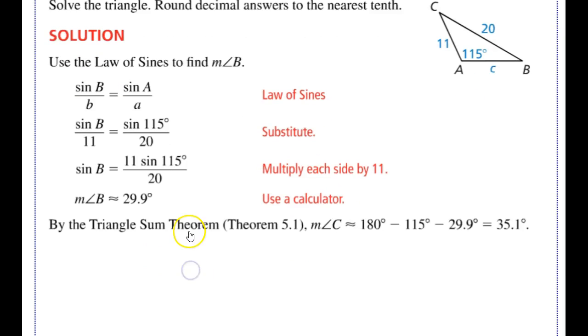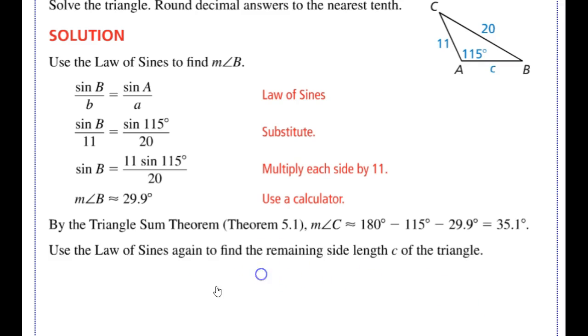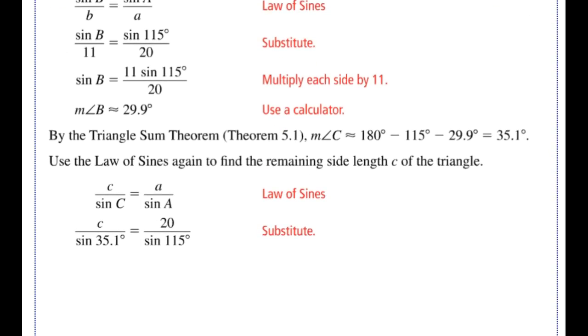So now I can find the angle C, right? Because I know that all of my angles added together is 180. So I just subtract 115 and that 29.9 from 180, and I get that angle C is 35.1. So now I can use my law of sines again to find side length C. So I've got the side length over the sine of the angle equals the side length over the sine of the angle. I plug in the things that I know.